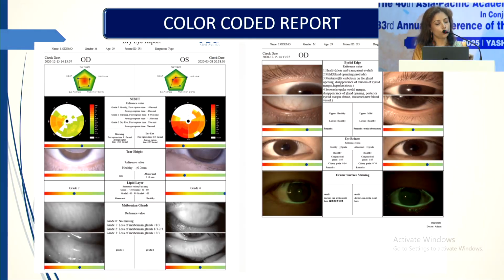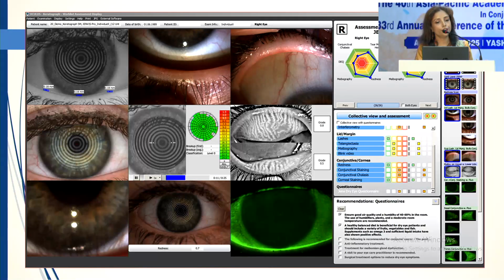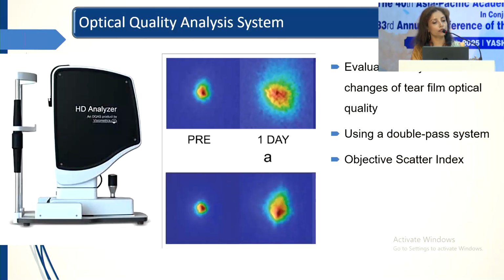It gives a color-coded report, and we also can give the idea to the patient. This is another interface of how the Oculus Keratograph looks like. This is also another multi-integrated device.